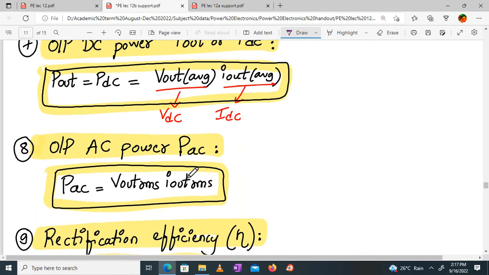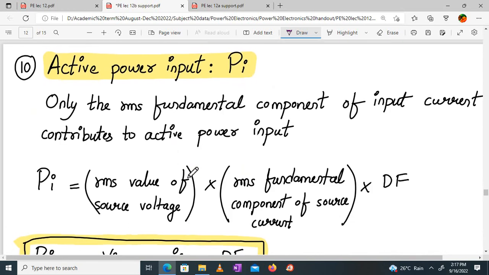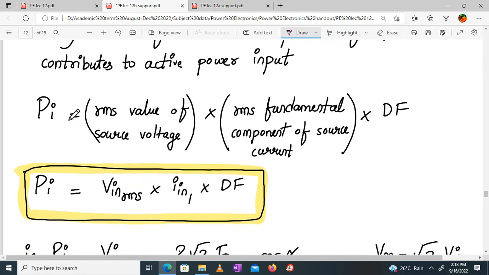Active input power. देखो, PI, you write down the formula. Only the RMS fundamental component of the input current contributes to the active power input. Why? Average नहीं, only RMS fundamental component, वो भी खाली fundamental, right? So PI will be RMS value of the source voltage. सुनो पहले RMS value of the source voltage, which is V in RMS, RMS fundamental component of the source current, which is I in 1, and displacement factor multiplication of 3.